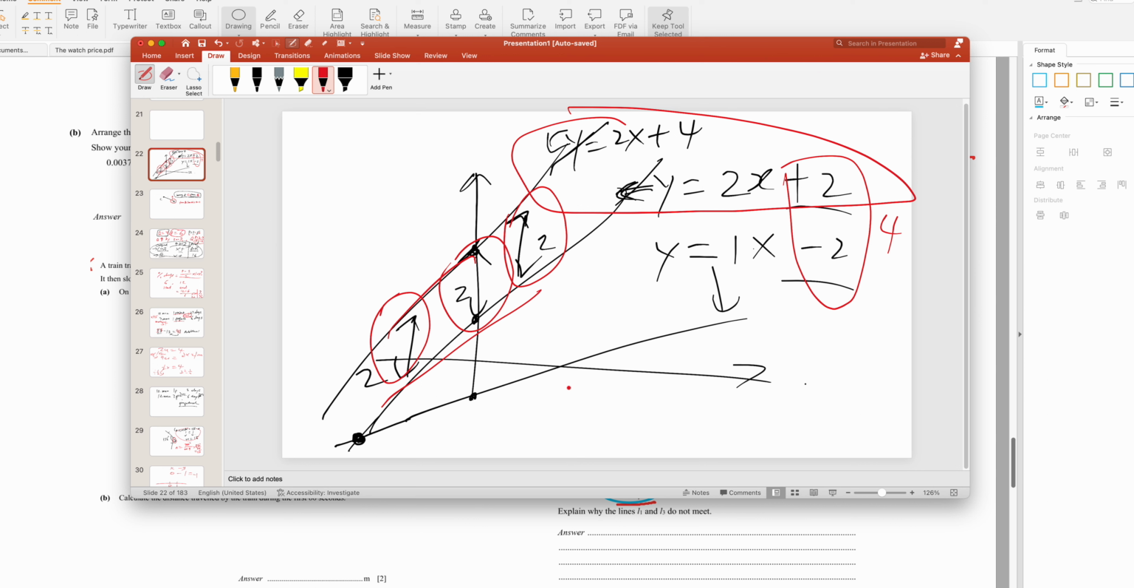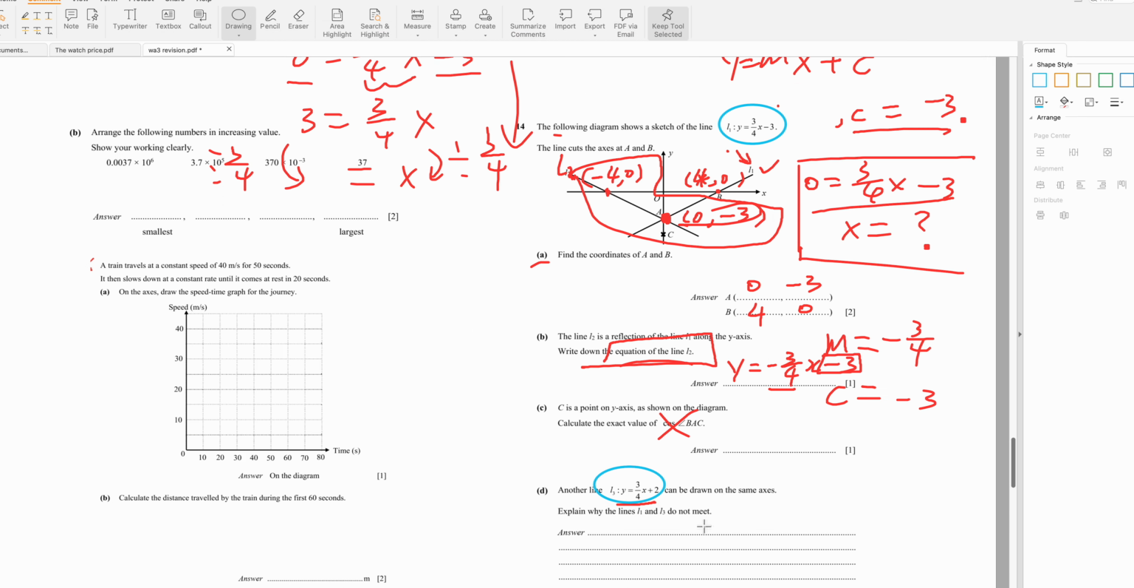So the key concept here is, if their gradients are the same, they will never meet, regardless of your y-intercept. Okay. So you come back to this question, you compare. Can you observe? The gradient is the same. So if their gradient is the same, they are parallel lines. So if they are parallel lines, what happens? They will never meet each other.